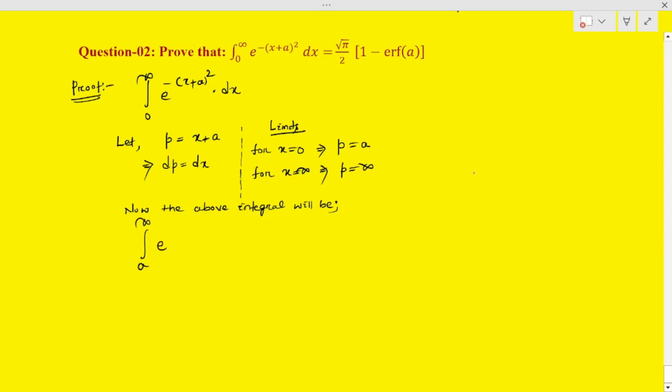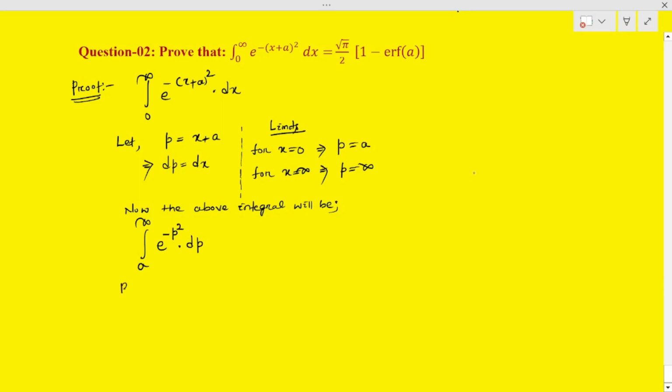We considered x plus a as p, so it will be e to the power minus p square, and instead of dx it will be dp. Sorry, here we consider p equal to x plus a, so this will be e to the power minus p square dp.